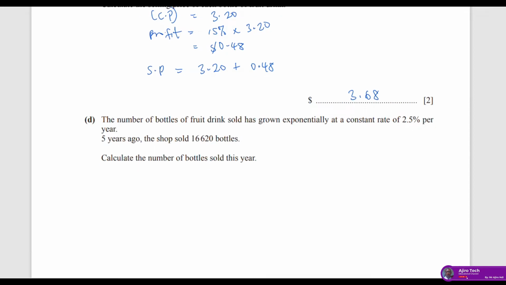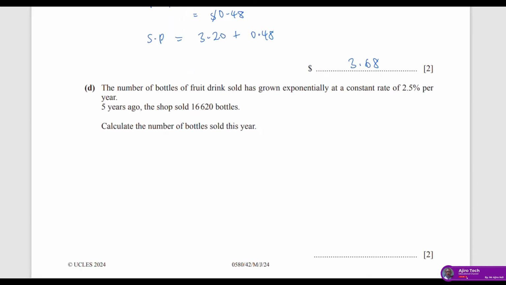The number of bottles of drink sold has grown exponentially at a constant rate of 12.5% per year. 5 years ago, the shop sold 16,620. Calculate the number of bottles sold this year. We can use the formula for compound interest. The formula for compound interest is amount equals principal times (1 plus rate over 100) to the power t. So using this formula, the amount this year is what I'm looking for.